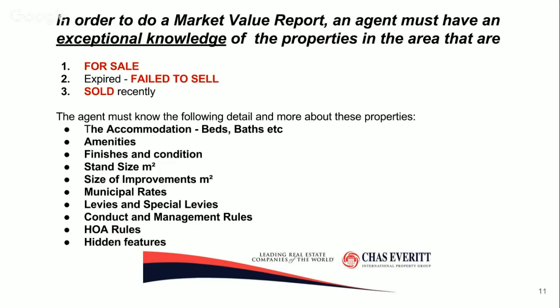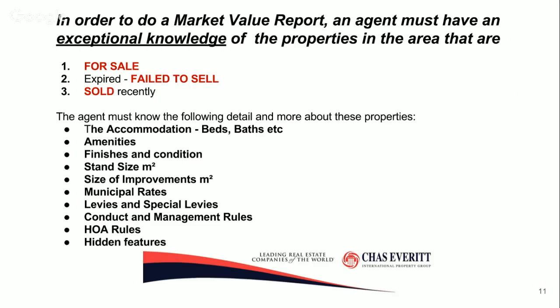In order to do a market value report, however, an agent must have an exceptional knowledge of the properties in the area. And those properties are the ones that are for sale, that expired or failed to sell, and that sold. At this point, I want you to put your cap on as a seller and say to yourself, if an agent came to see you, isn't it a no-brainer that that agent should have an exceptionally good knowledge of the properties and the market in his area and be able to discuss those properties in detail?